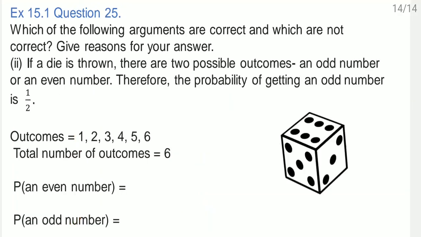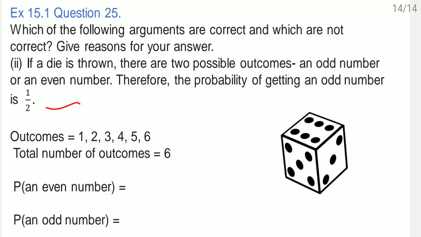Come to question number 25. Which of the following arguments are correct and which are not correct? Now the second one is here. If a die is thrown, there are two possible outcomes, an odd number or an even number. Therefore, the probability of getting an odd number is 1 by 2, they are saying.